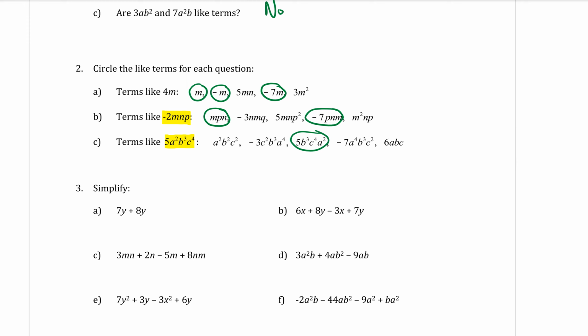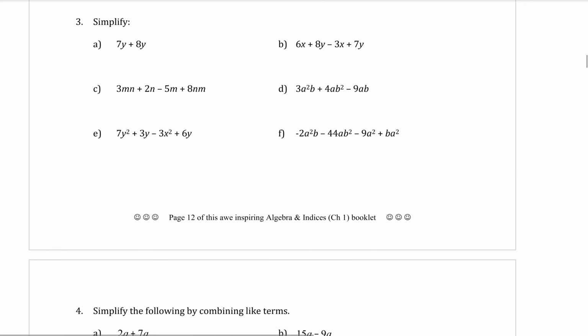Okay? So that's just a little bit of practice, making sure that you can identify the like terms. And it's good to see that you guys all seem to be able to do it, which is wonderful. Because what we want to do is we want to be able to add and subtract stuff together. And as long as they have those like terms, we can add them.